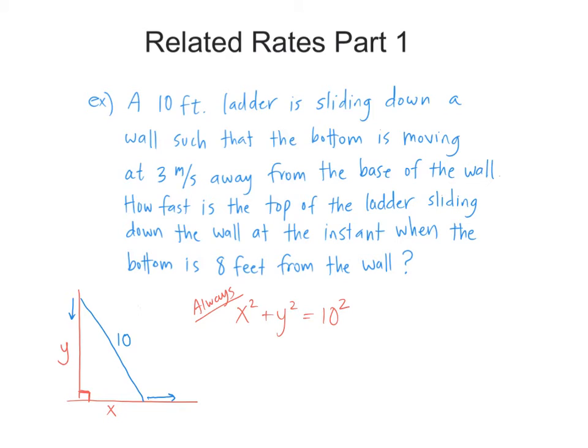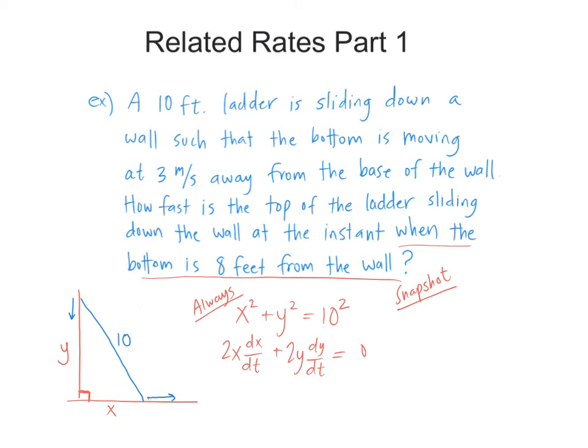Now I want to take the derivative of this. The derivative of x squared is 2x dx/dt. The derivative of y squared, 2y dy/dt, and the derivative of 10 squared, which is 100, is 0. Okay, so now let's plug in our givens and we'll have our answer. Now at this point we're going to go to the snapshot. This is only true at one instant, and what is that instant? When the bottom is 8 feet from the wall.